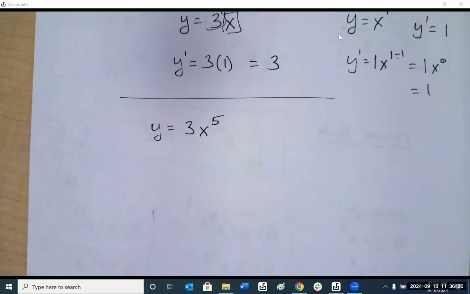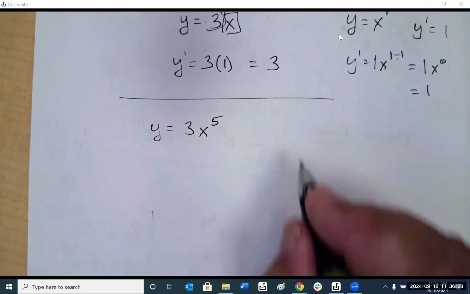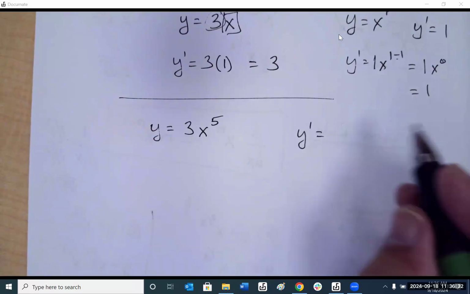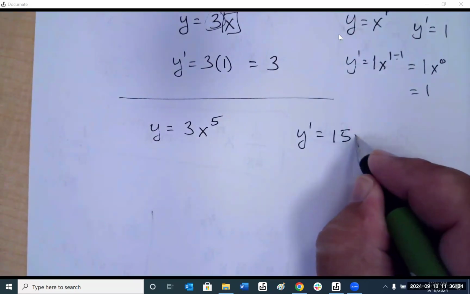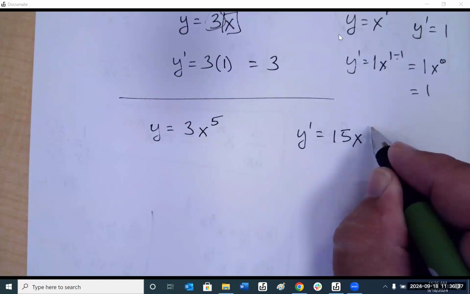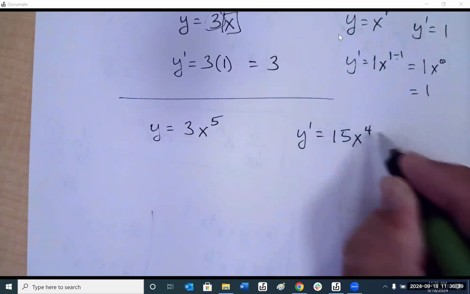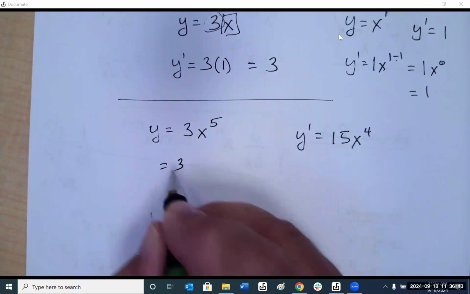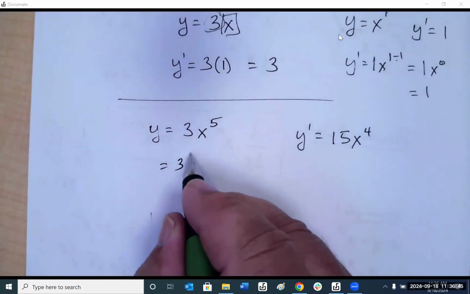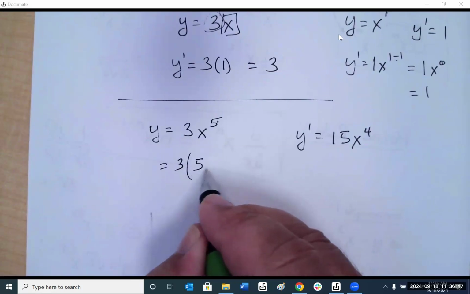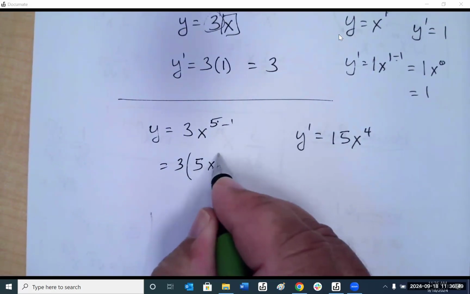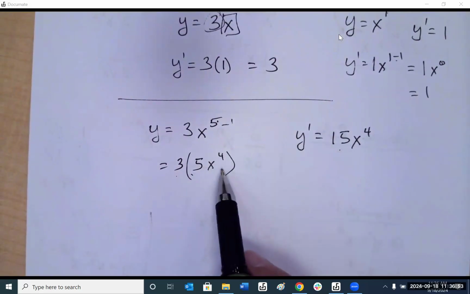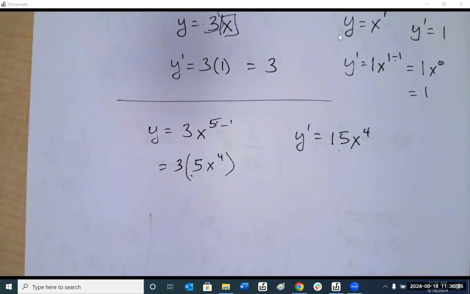How about this one? 15 x to the what? Very good. Forget the coefficient. The 5 comes down, and we have to subtract 1. 3 times 5 is 15, x to the power 4.